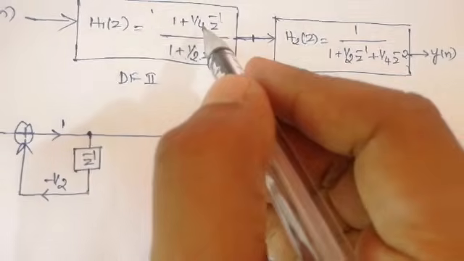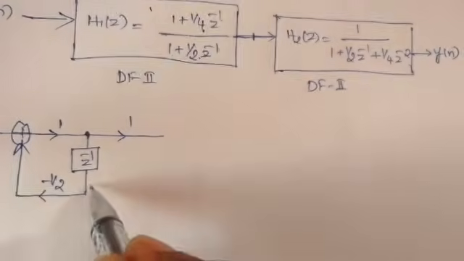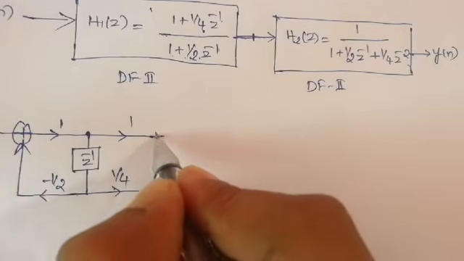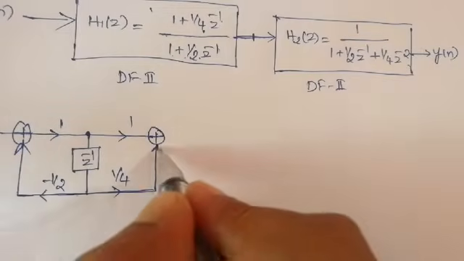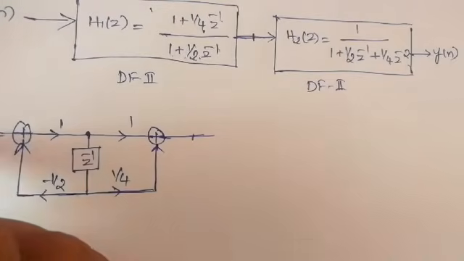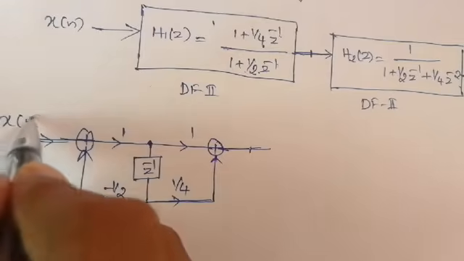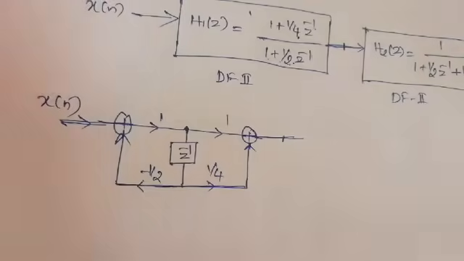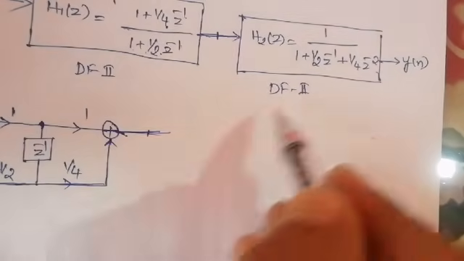Similarly, go to the zero system, multiplication by 1, and delayed by 1 time, and the coefficient term is what? That is 1 by 4. Add with the previous result. It is the direct form 2 realization of the first transfer function. Input is x of n, and similarly realize the second transfer function in terms of direct form 2, that is this one.